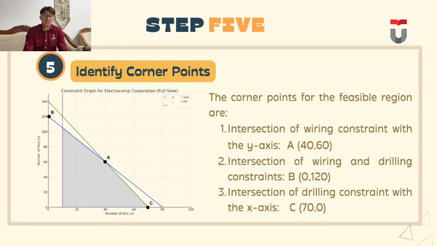Next, we go to step 5. Step 5 is identifying the corner points of the feasible region, as these points can help us find the optimal solution. By calculating the intersection points of our constraint lines, we get 3 corner points. The first is (40, 60), the second is (0, 120), and the third is (70, 0).